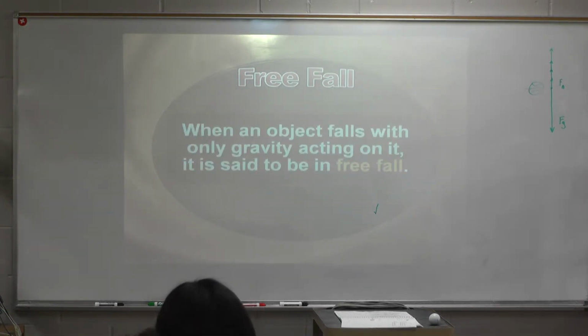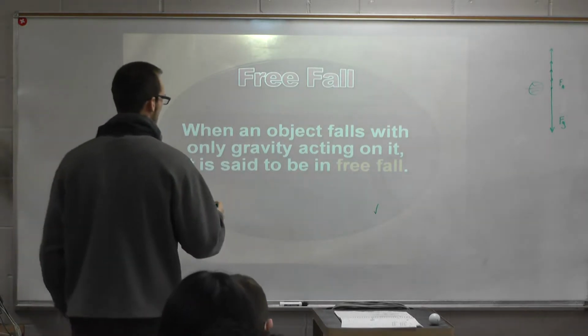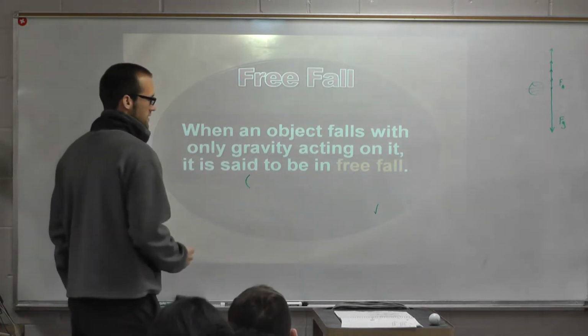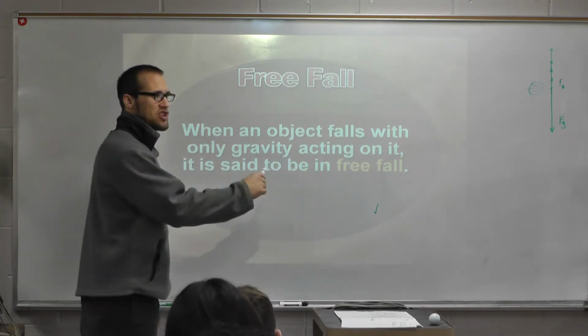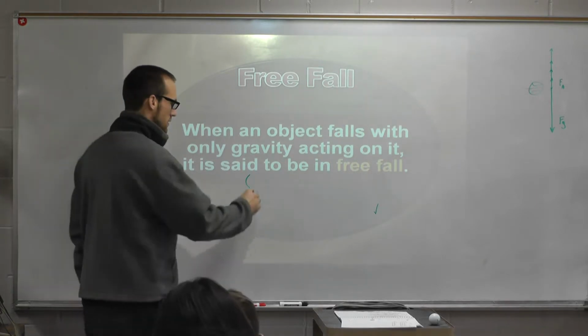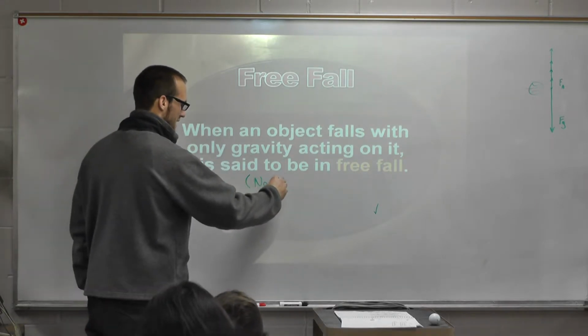So, this is your definition of free fall. But I might also add, because it says when an object falls with only gravity acting on it, that means no air resistance, correct? So if you want to write that in underneath it.